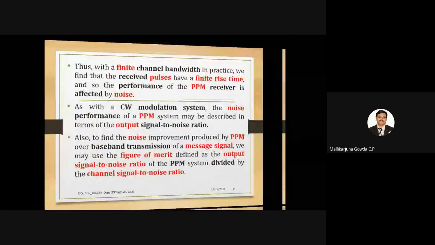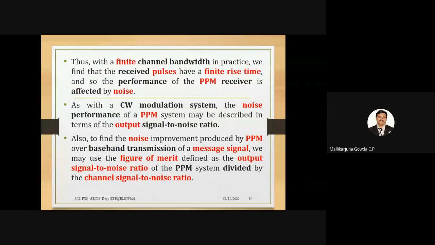Then, with the finite channel bandwidth, in practice the received pulses will have a finite rise time. It will not be a sharp rectangular pulse; it may take some time. This is the rise time, and similarly there will be a fall time also. So the received pulses will have a finite rise time, so that the performance of the PPM receiver will not be affected by noise much.